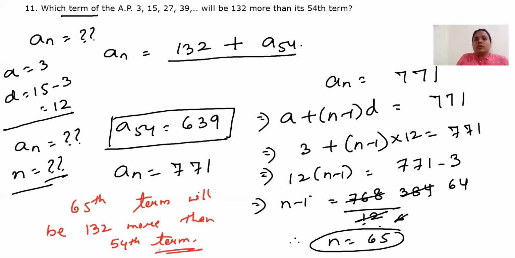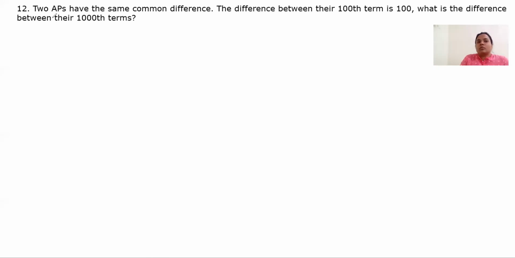Fine, clear? So in this question, the term they are asking will be 132 more than its 54th term. It means we had to find AN first. To find AN, we had to find A54 first. So first we got A54, then we got AN, and then we got N.